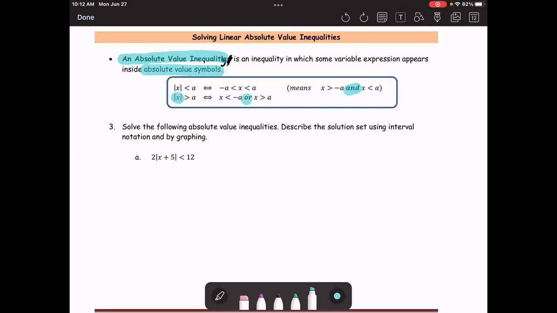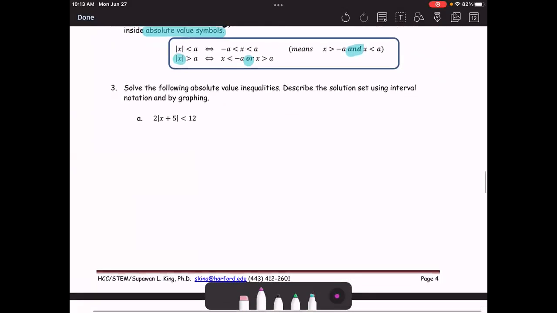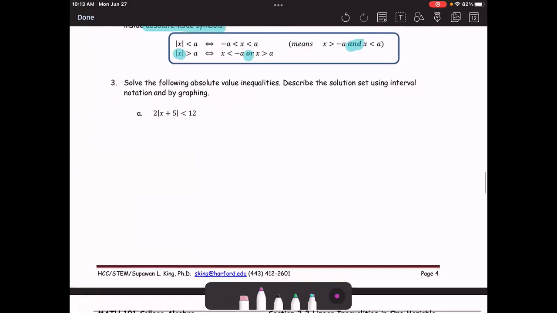Let's see examples. For this example, we're going to solve the absolute value inequalities and describe the solution set using interval notation and by graphing. In part A, we have 2 times the absolute value of x plus 5 strictly less than 12. Your goal is to solve for x. X is in the absolute value symbol.